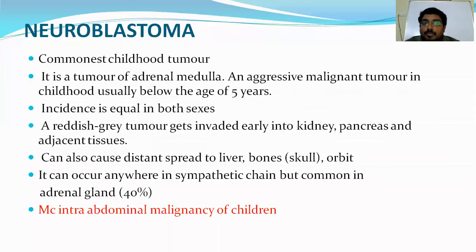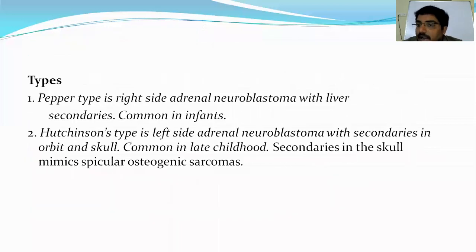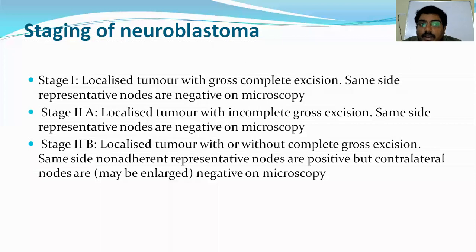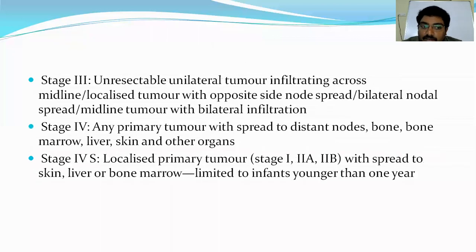Neuroblastoma. Neuroblastoma is a common childhood tumor. The most common abdominal tumor in children is neuroblastoma. That's an important point. And there are two types, Pepper and Hutchinson's. And the staging, I told you: stage 1, stage 2, 2A, 2B, and 3 and 4.